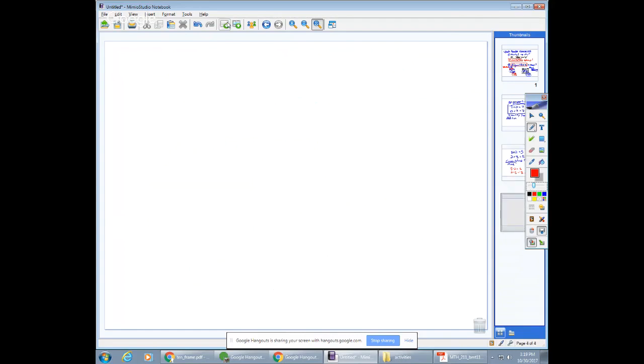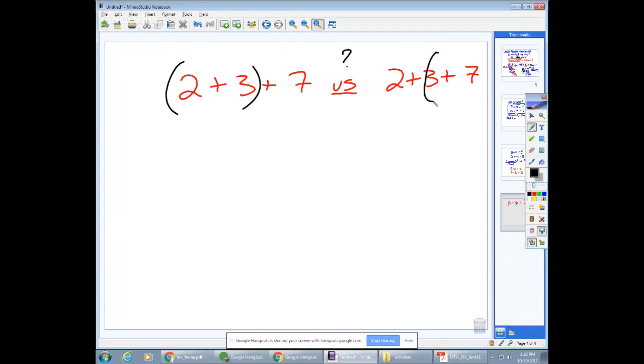There's another property where you can change how you group things. So for example, 2 plus 3 plus 7 versus 2 plus 3 plus 7. Order of operations says you should do the 2 plus 3, because order of operations says go left to right as a general rule. So it kind of implies there's a parentheses there. Question, does it matter if I put the parentheses around the second two numbers?